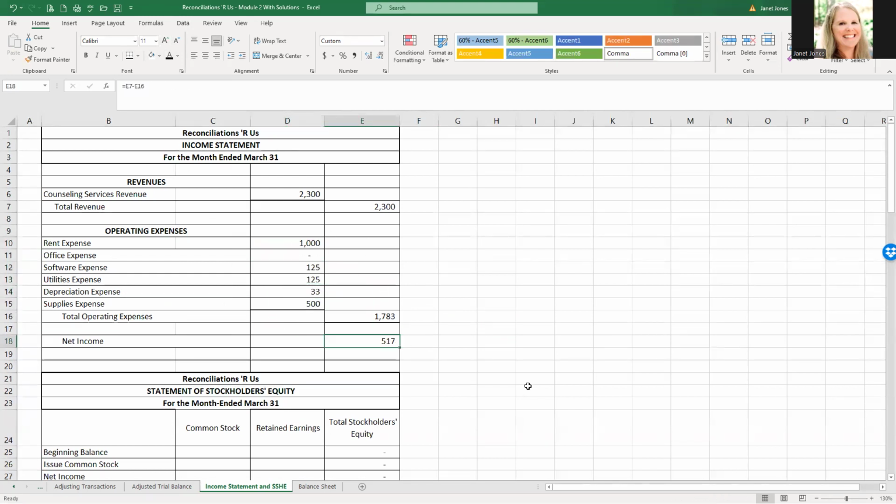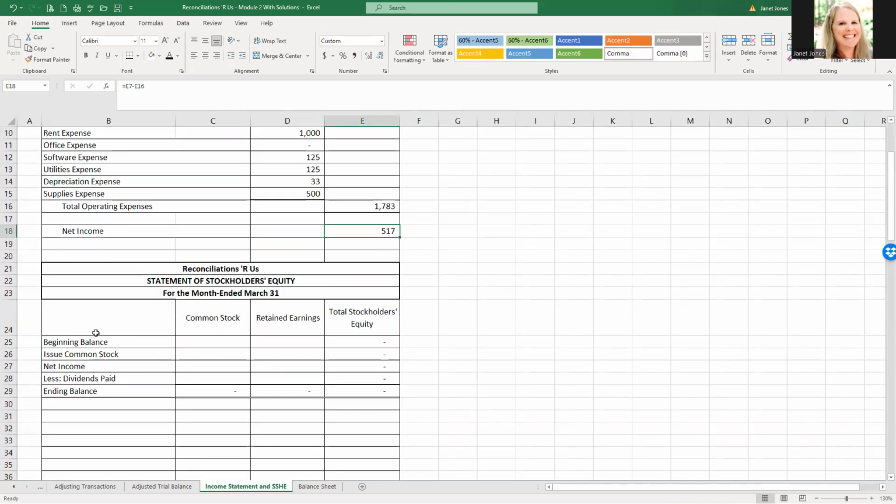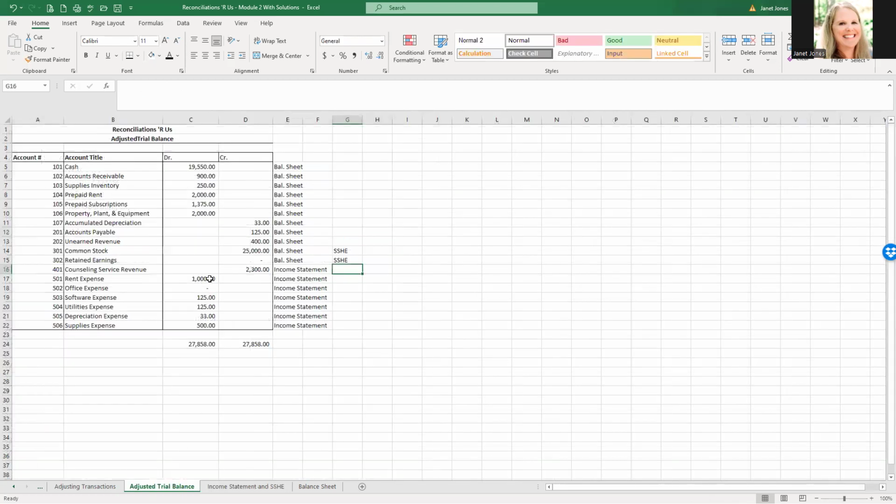And then our net income is whatever we have left over. So that net income flows down into this statement of stockholders' equity. The statement of stockholders' equity really is going to show how we get from having $0 in retained earnings to what we're ultimately going to show on our balance sheet.